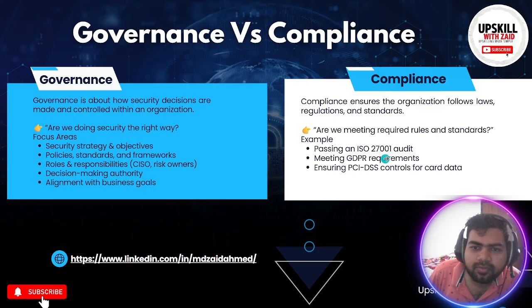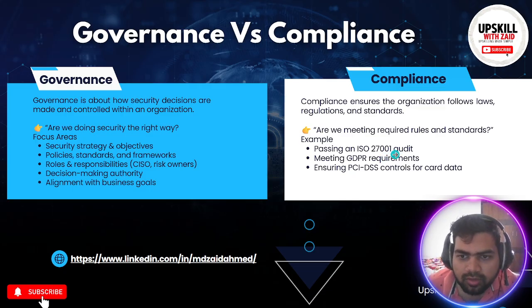Examples: passing ISO 27001, whether your policies or security controls are in line with ISO 27001 or not; meeting GDPR requirements; and ensuring PCI DSS controls for payment cards. If your company has transactions or projects related to credit cards, then it should ensure that it is aligned to PCI DSS. These are the policies, controls or standards which the company is adhering to or not. That is the basic difference between governance and compliance.